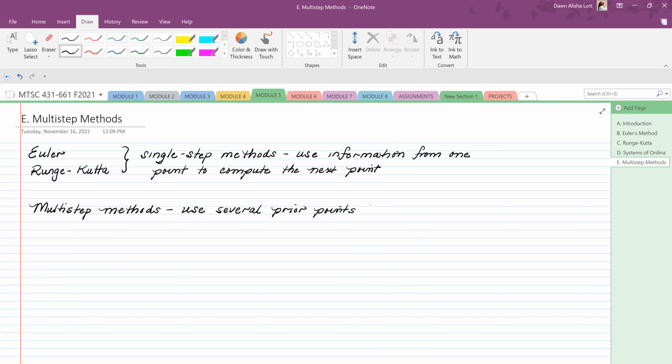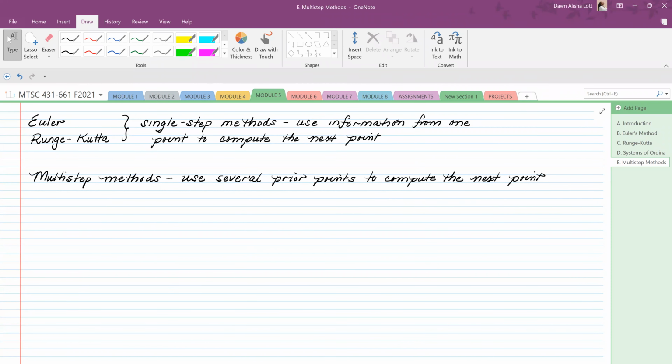To compute the next point. Okay, so they look something like this.